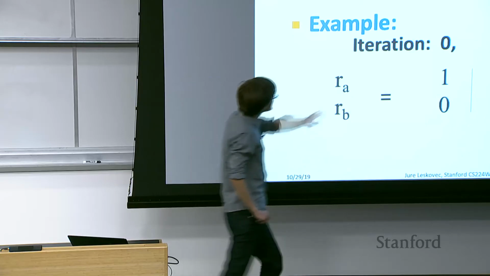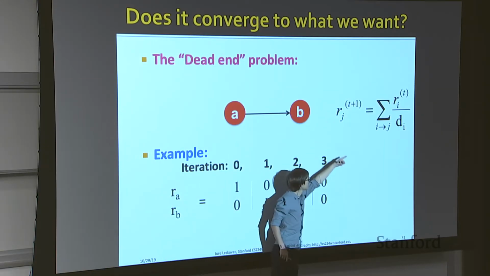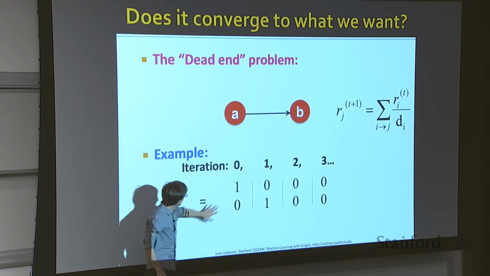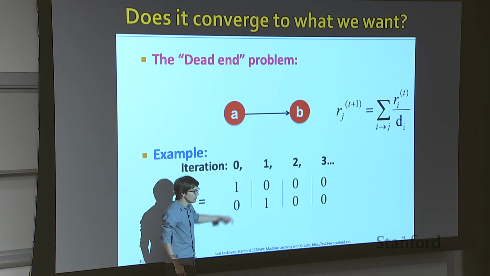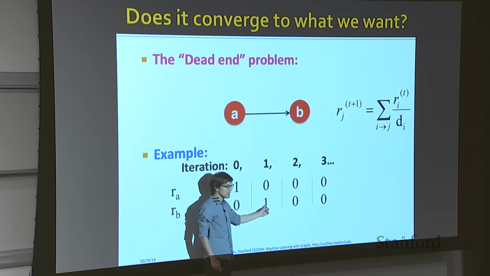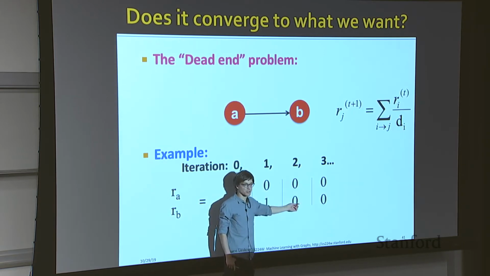And then this is the example of a dead end. If I now create the matrix as I show, and start with some starting vector and multiply, you see the random walker starts at A, goes to B, and then there's nowhere to go from B, so all the importance is lost.